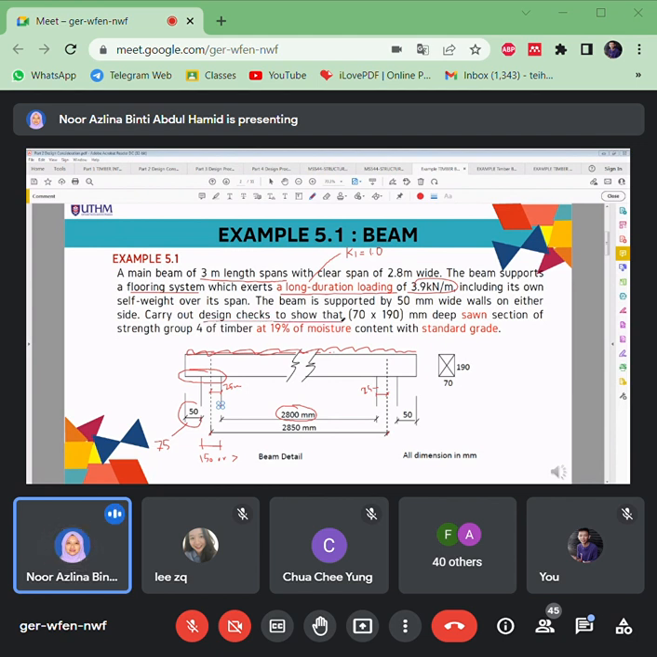Carry out design checks to show that this size of the timber beam, okay, it mentioned the deep sawn sections of strength group 4, which is SG4 timber at 19% moisture content. So that means this is dry timber, with standard grade. We have 3 grades: select, standard, or common. So this beam is STD, a standard grade. So you see, we have a lot of information that you can relate with the design process for the timber.